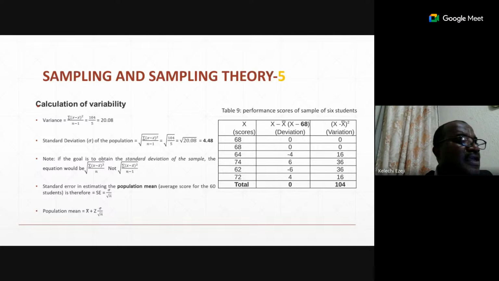Now, the standard measure of variability of the population is the standard deviation. In other words, statistically, the statistic that is obtained to talk about variability, the standard measure, is standard deviation. So in calculating variability, we're actually looking for standard deviation. And the equation as shown there is the square root of variance. And it gives you 4.48 there. Okay. And all that. So the standard error in estimating the population mean equals the standard deviation over the square root of n, and so on.